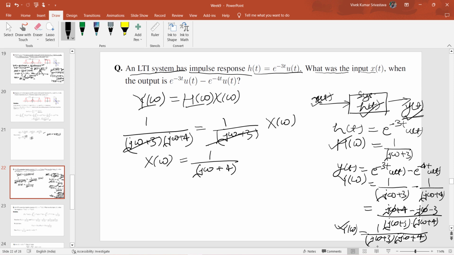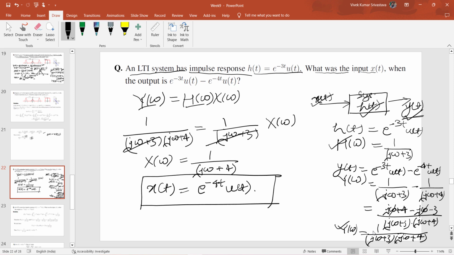Now you can take the inverse Fourier transform of this. Once you take the inverse Fourier transform, you will get e^(-4t) u(t). This is basically the input that is applied to this system so as to get this much amount of output. Okay, so any doubt in this problem?